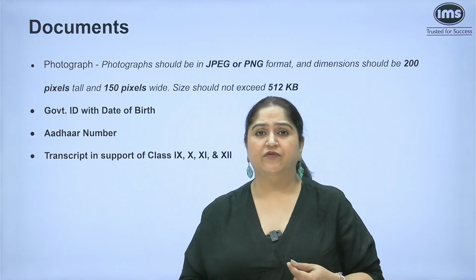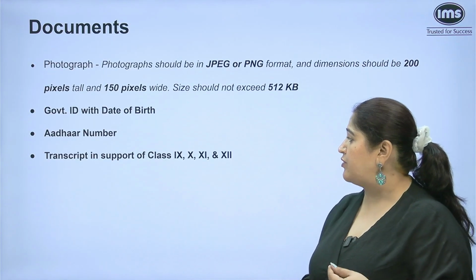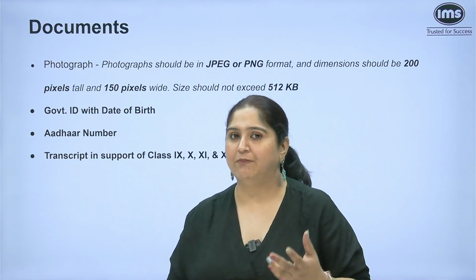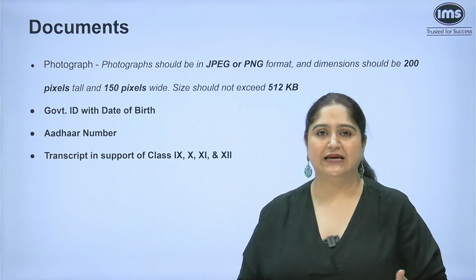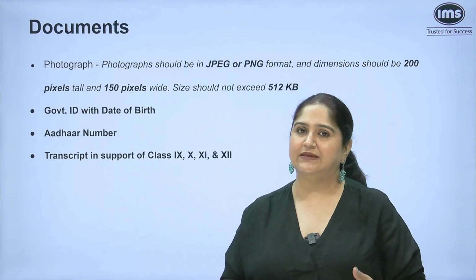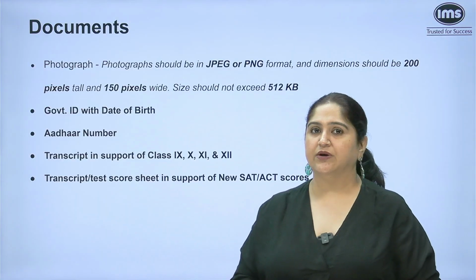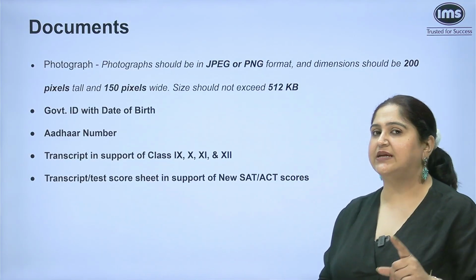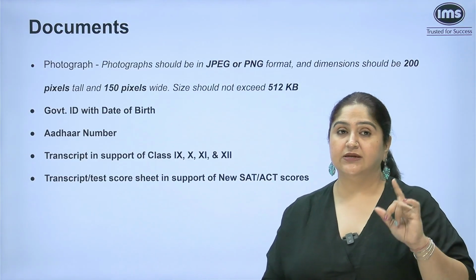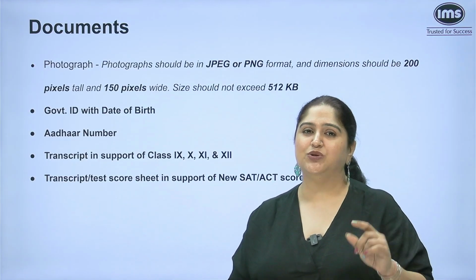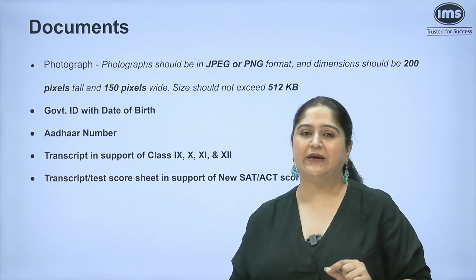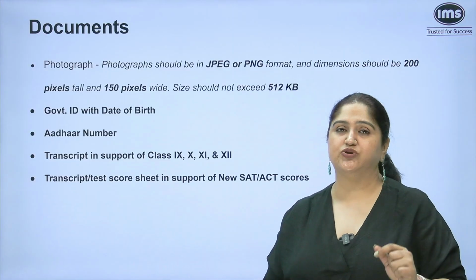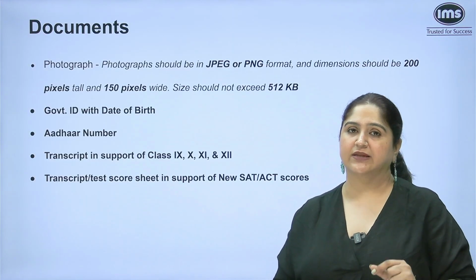Your transcript in support of your 9th, 10th, 11th, 12th. When they say transcript, they're talking about mark sheet. So your mark sheets for your 9th, 10th, 11th and 12th, and predictive scores. Your transcript score sheet in support of your ACT and SAT, just in case you're declaring it. If you have good ACT or SAT scores, you get the opportunity of skipping the Krea aptitude test. So in case you're giving your scores, ensure you're supporting it with the proper transcript, which is your mark sheet.